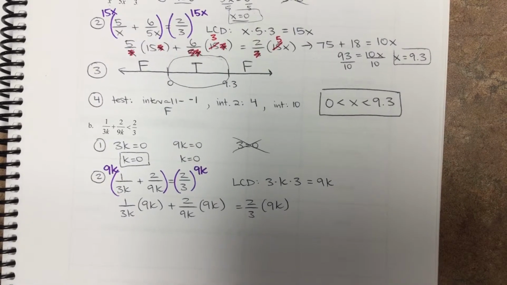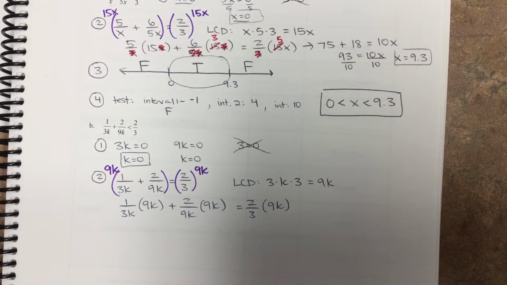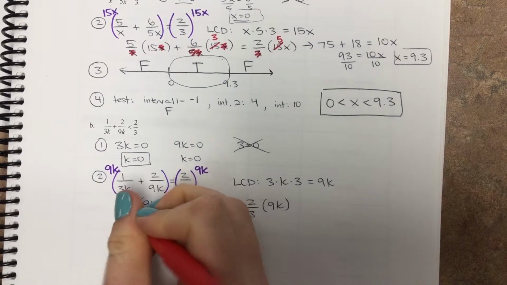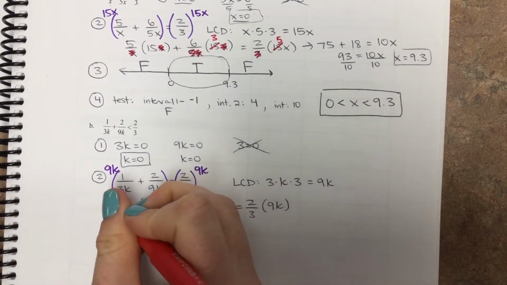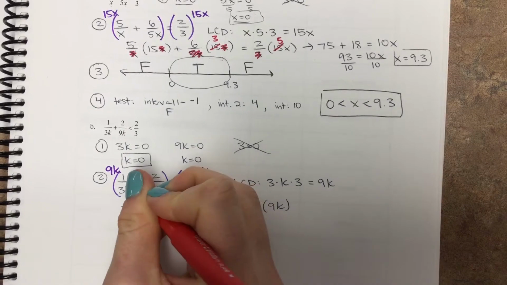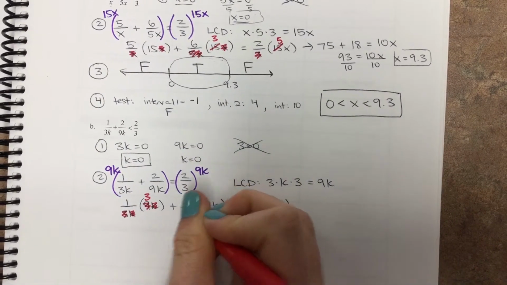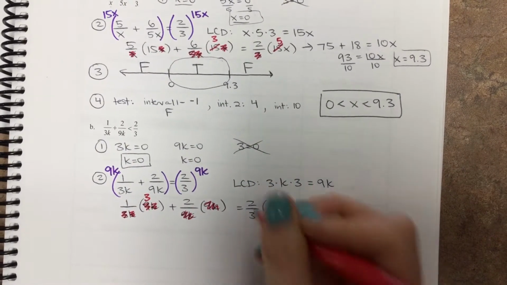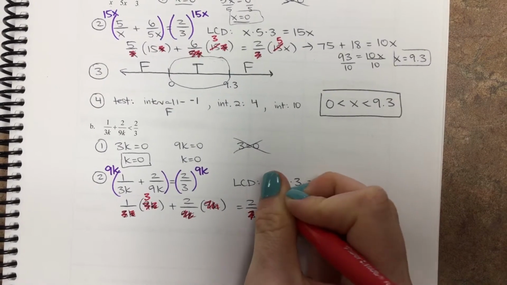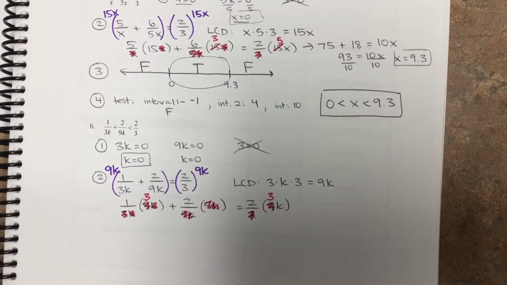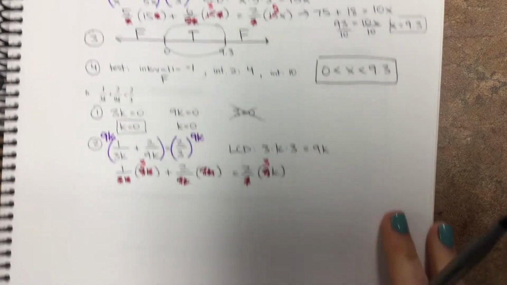So remember, just like up above, if this step was done right, all of my denominators should cancel. So here the k's will cancel, and this 3 will reduce this down to 3. This 9k totally cancels, and this 3 reduces the 9 down to 3. Okay, so that's where I'm at so far. Let's rewrite, see what we got left over.